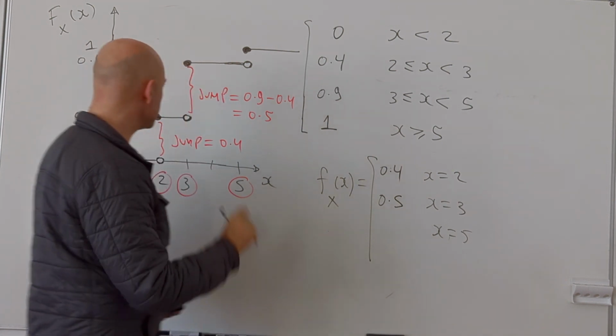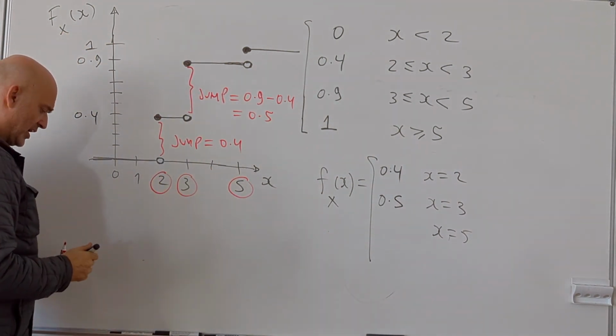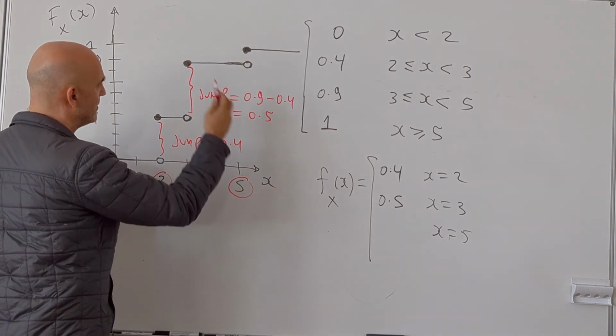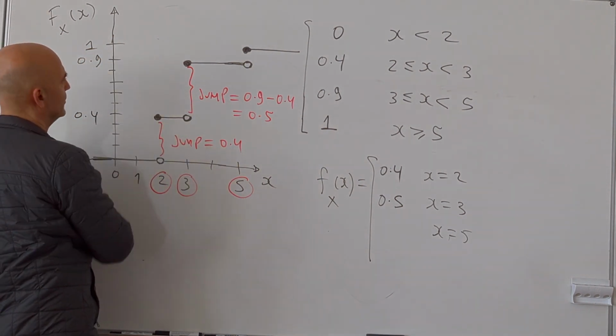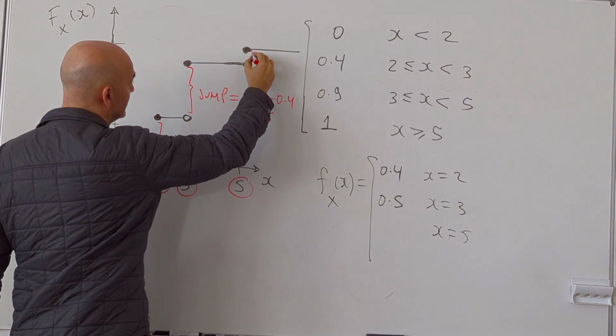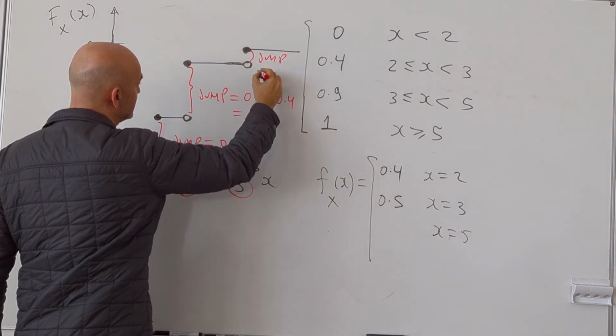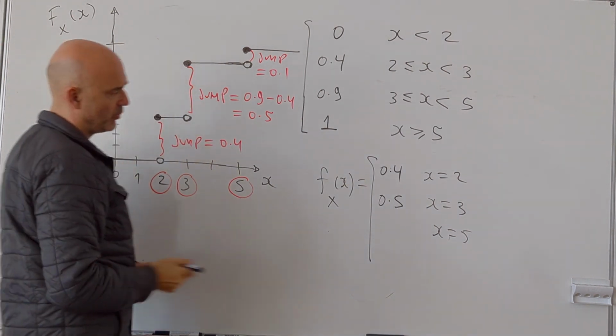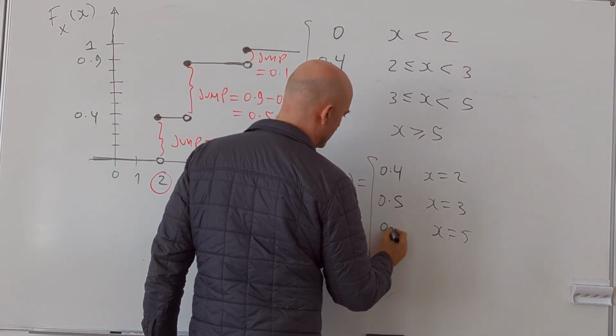And the last jump is a very small jump. When we achieve the last number, we jump from 0.9 to 1. So we have a very small jump that is equal to 0.1. So 1 minus 0.9, the jump is 0.1.